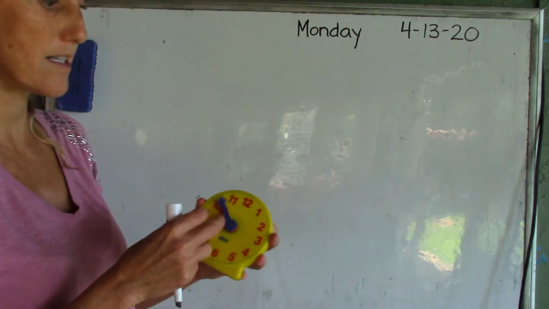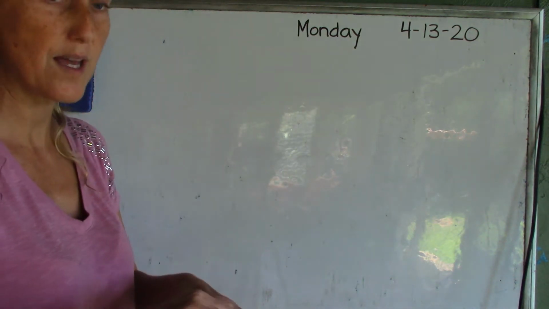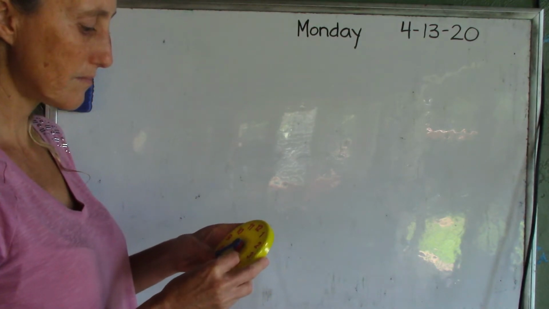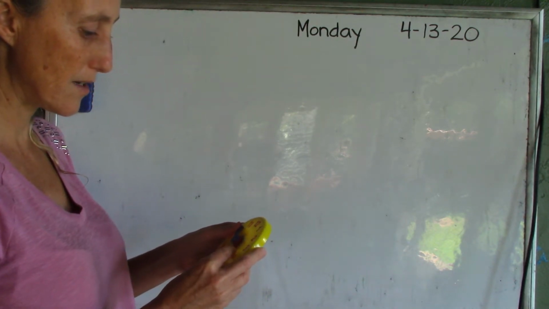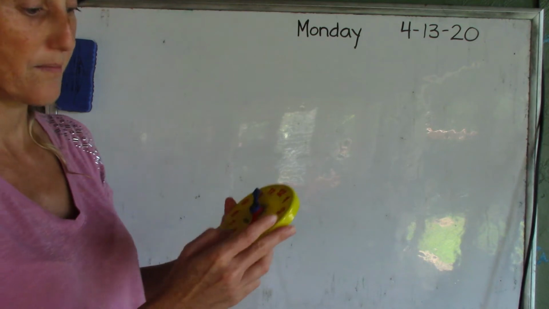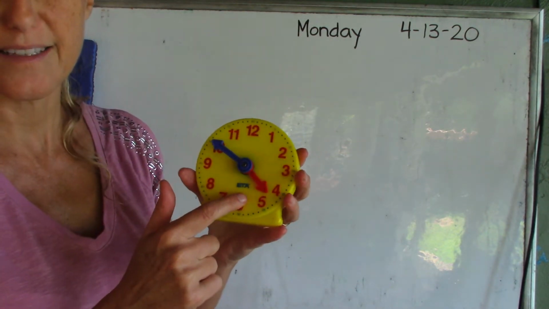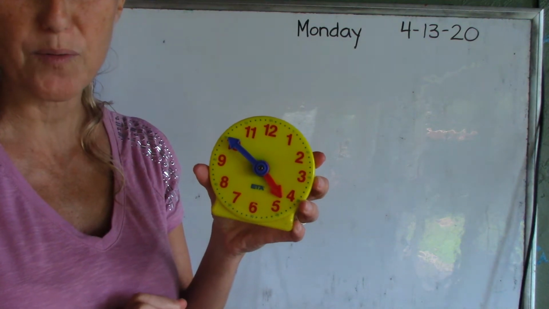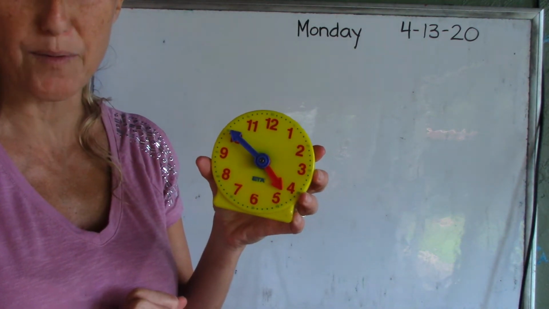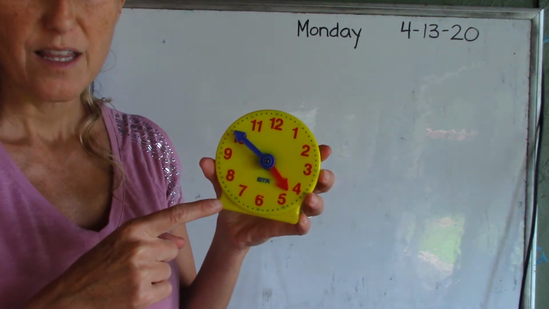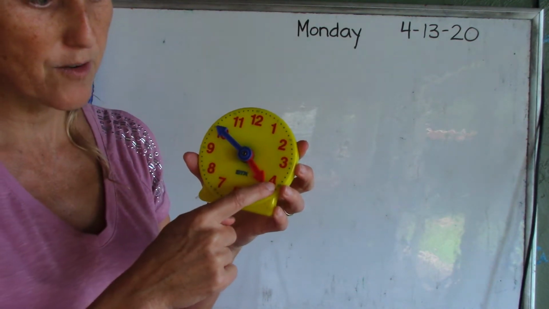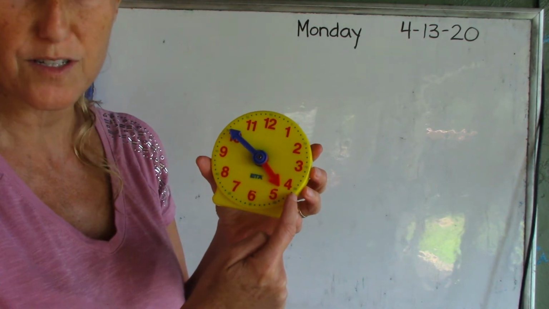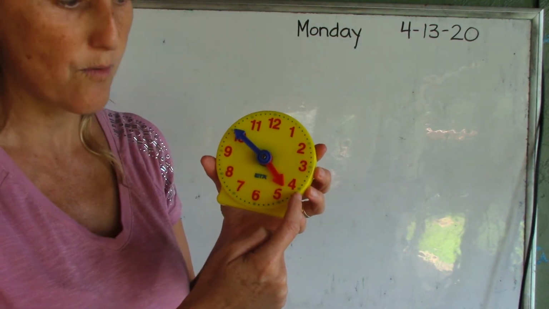So now I want to see if you can do the time. Remember that we start with the little hand, right? The little hand, which is the hour hand. And the hour hand is what we look at first. It tells us the hour. So if we look here, the hour hand is between the 4 and the 5. And as we know, if it's in between 2 numbers, we go back to the first number. So it's going to be 4.